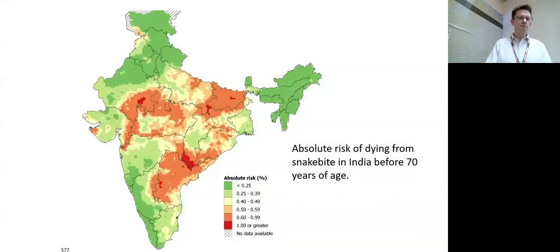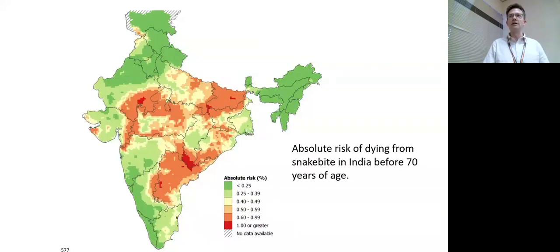This is a screenshot from a seminal paper on snake bite envenoming in India. The diagram demonstrates your absolute risk of dying from a snake bite in India before 70 years of age. The reference is by Suraweera et al, and it used data from multiple different sources: hospital records, the Million Death Study, which shed an incredible amount of information on snake bite mortality, and also a systematic review. The areas in red obviously suggest a higher risk of mortality.